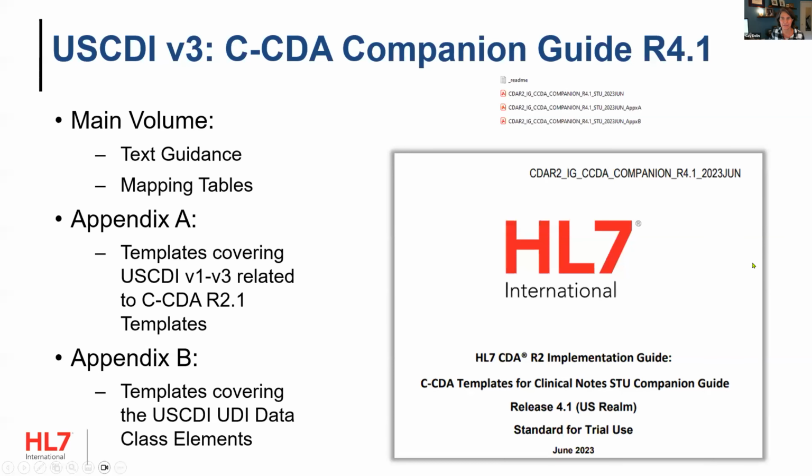These are supplementary to the C-CDA guide, which is 1,000 pages, and these are also approaching that amount. And again, we have two versions, one that has sort of the narrative guidance, and then the appendix A and B that have the computable templates in them. Appendix A covers the USCDI V1 through 3, and then Appendix B covers the USCDI UDI related data elements, which are unique device identifiers, and there's a way to represent them in both CDA and US Core.